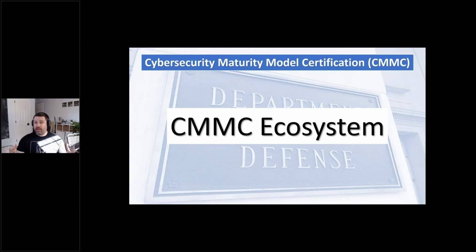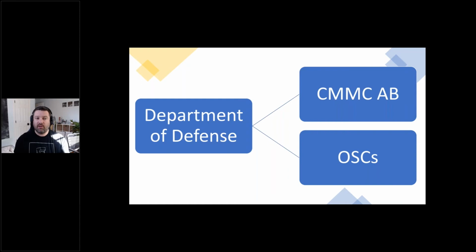So the second part that you guys need to understand about CMMC is the ecosystem, because CMMC doesn't live in a vacuum. CMMC has two major components to its ecosystem. The first is obvious, well, it has three components, but the first is obviously the Department of Defense. The Department of Defense is guiding this, and they are guiding it in two ways. The first is through the organization seeking certification, the OSCs. And the second is through the CMMC Accreditation Board, a potentially nonprofit organization that is handling a lot of the CMMC infrastructure.